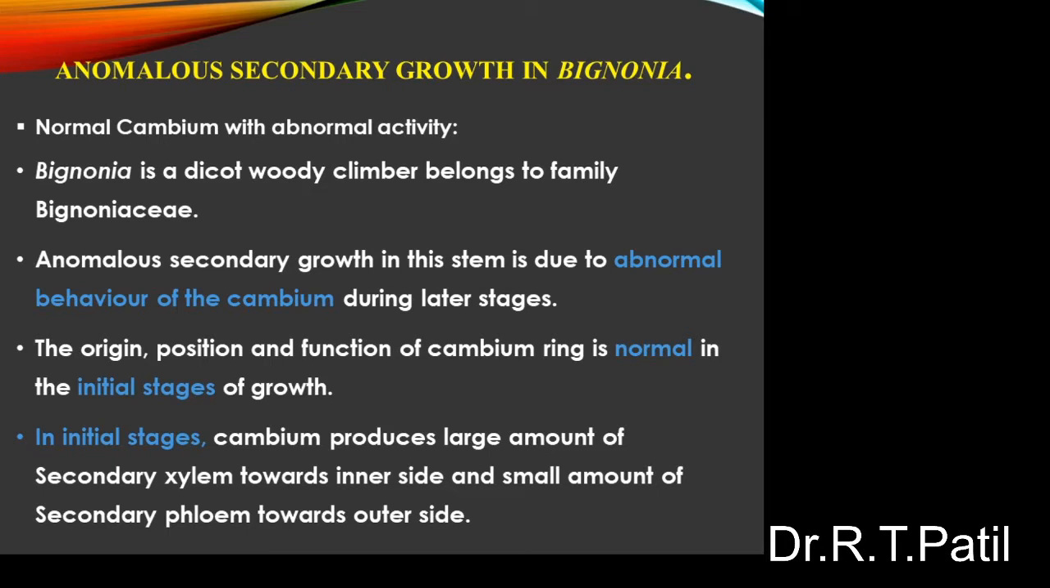The origin, position and function of cambium ring is normal in the initial stages of growth. In initial stages, cambium produces a large amount of secondary xylem towards inner side and a small amount of secondary phloem towards outer side.